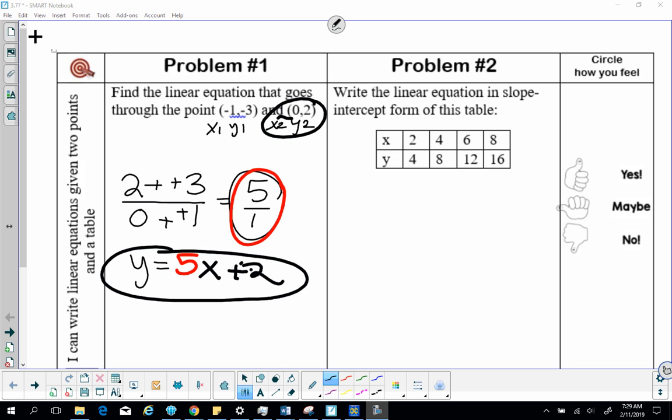There's two different ways we could have found the slope. Who can raise their hand and tell me what help they use for how they found the slope? How do you find the slope of this table? Perfect. Change in y over the change in x.